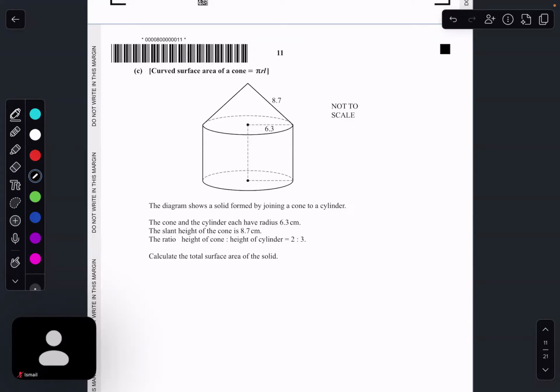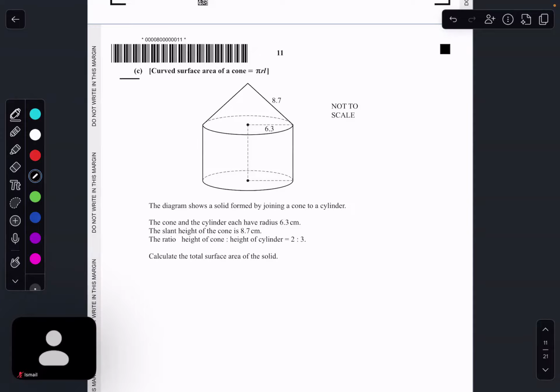The diagram shows a solid formed by joining a cone to this cylinder. The cone and the cylinder each have radius 6.3. So this is the common radius. The slant height of the cone is 8.7, which is labeled. The ratio height of cone to height of cylinder is 2:3. So they have given us a ratio.